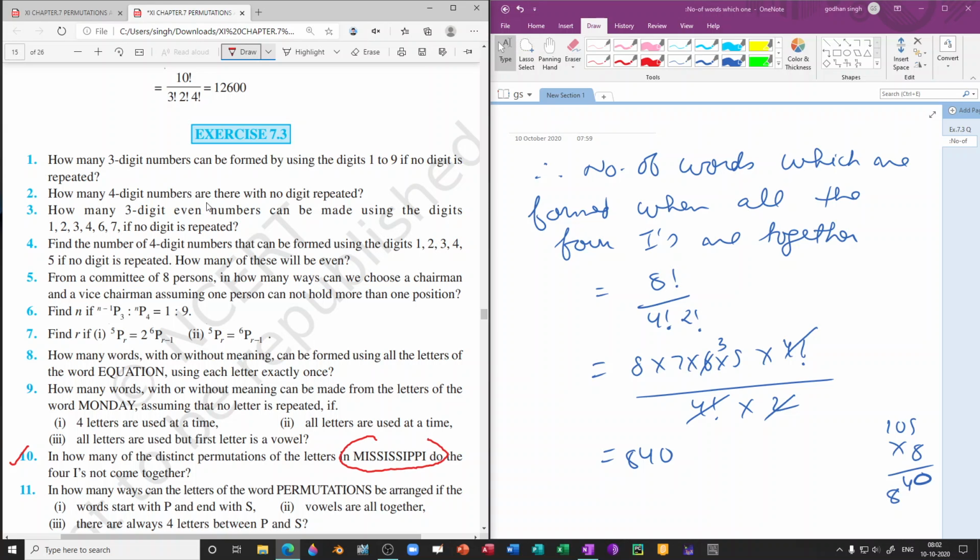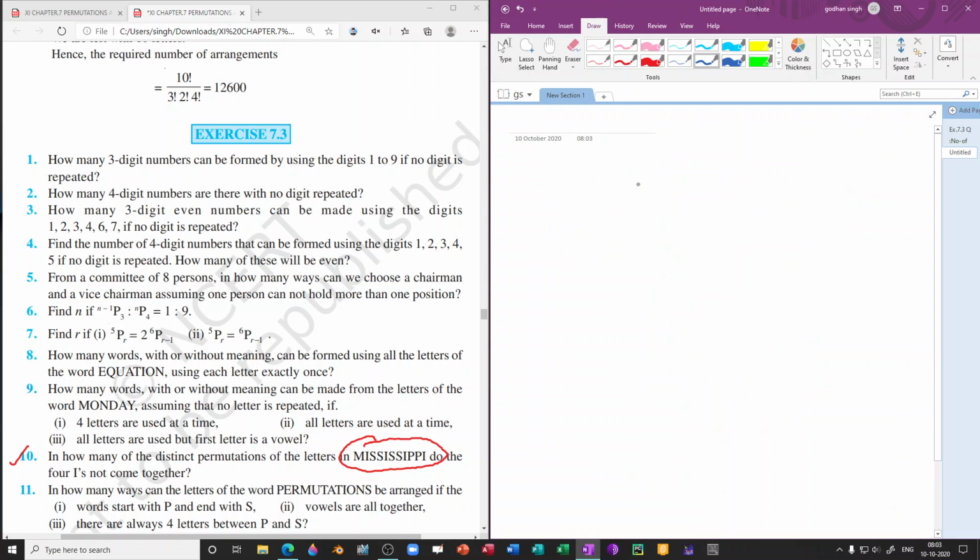Now next we'll find all the words which can be formed by the letters of the word Mississippi, and from that we'll subtract this 840, and then we'll get the required answer. So let's start doing that one.